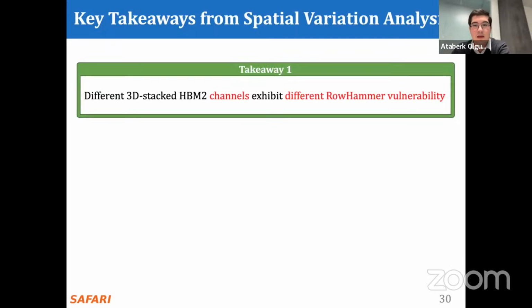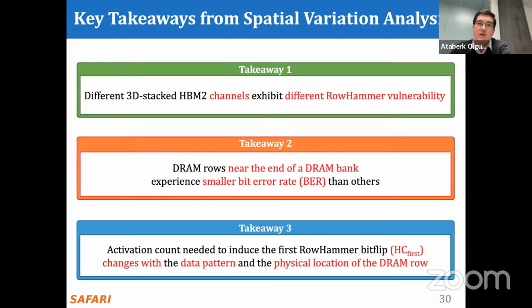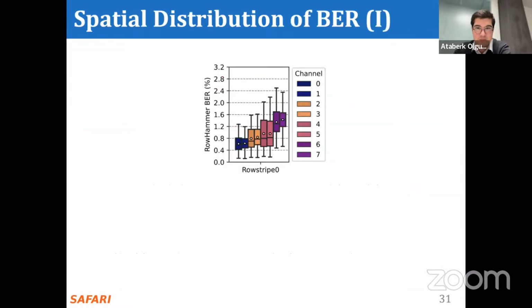starting with the 3 key takeaways that we make from this analysis. First, different 3D stacked HBM channels exhibit different RowHammer vulnerability. Second, DRAM rows near the end of a DRAM bank experience smaller bit error rate than other rows. And third, the activation count needed to induce the first bit flip changes with the data pattern and the physical location of the DRAM row. So I'll expand on these in the next slides.